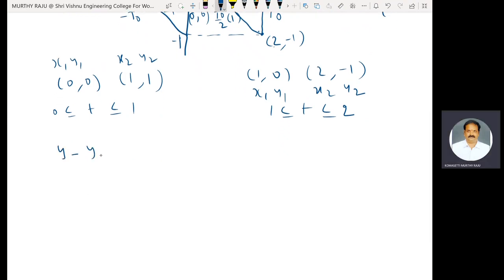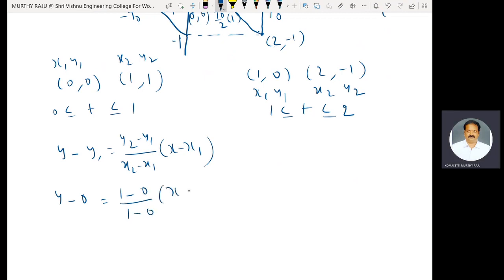Y minus y1 equals y2 minus y1 by x2 minus x1 into x minus x1. Y minus 0, y2 is 1 minus y1 is 0, x2 is 1 minus x1 is 0, x minus 0. That is y is equal to x. Y is x of t, x is t.